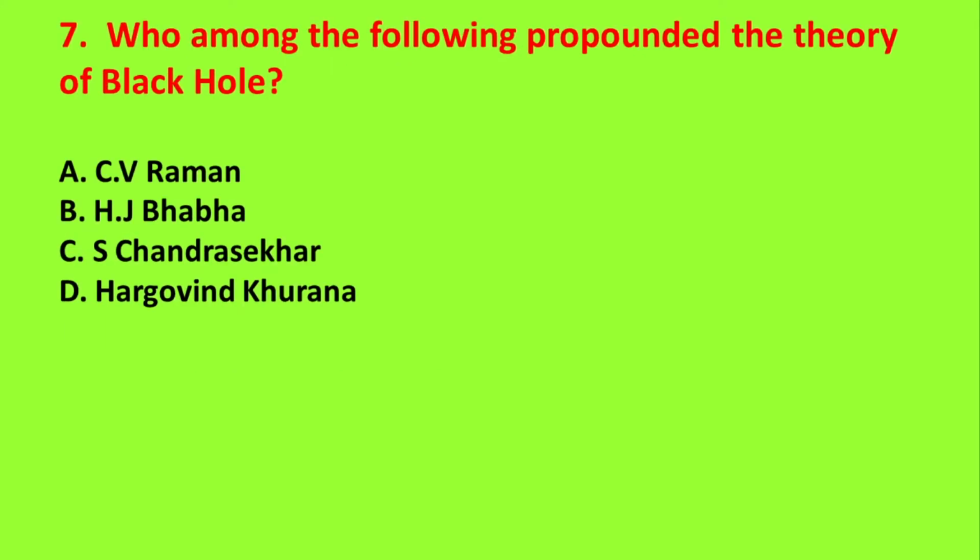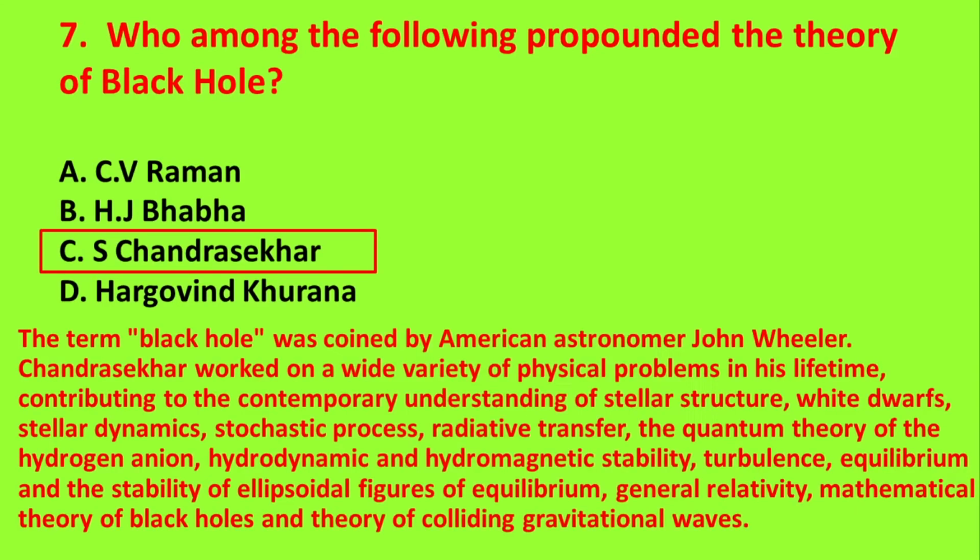Question number 7. Who among the following propounded the theory of black hole? A. C.V. Raman, B. H.J. Bhabha, C. S. Chandrasekhar, D. Hargobind Khurana. The correct option is option C, S. Chandrasekhar. And for your kind information, the term black hole was coined by American astronomer John Wheeler.